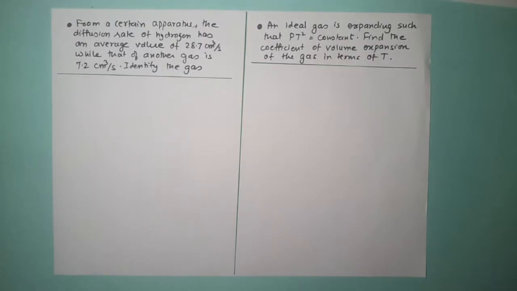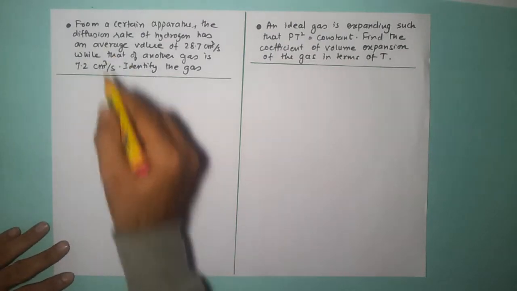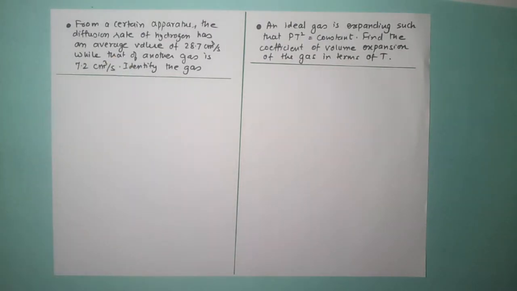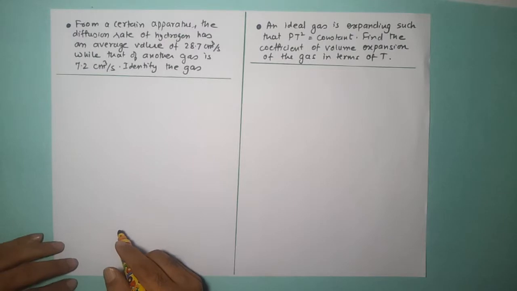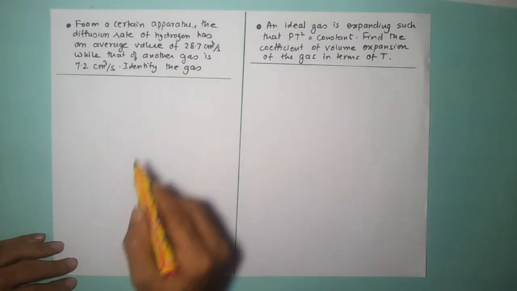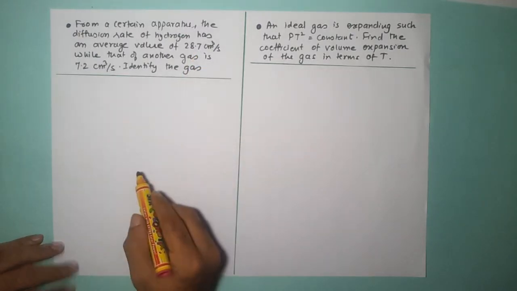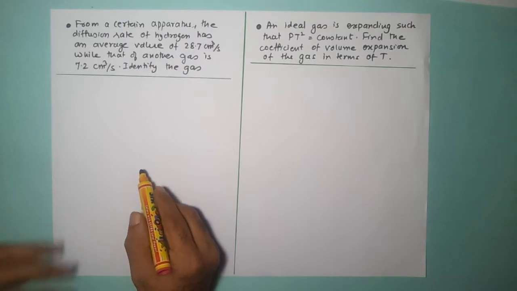Here are two more questions on kinetic theory of gases. Let's begin with the first one. From certain apparatus, the diffusion rate of hydrogen has an average value of this, while that of another gas is this. Identify the gas. So we've been given the diffusion rate.